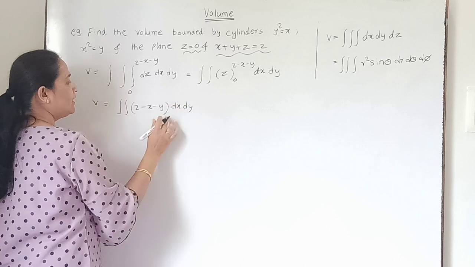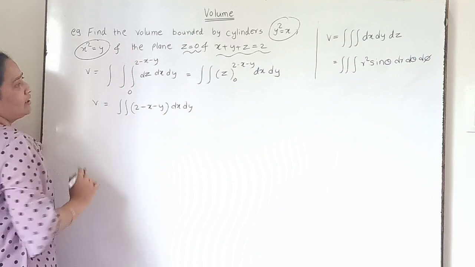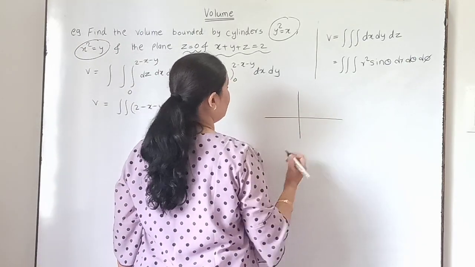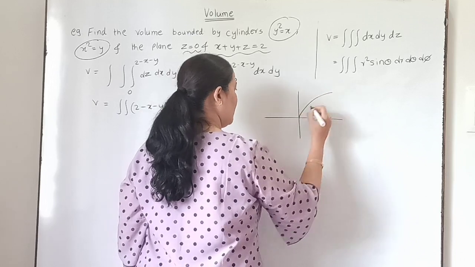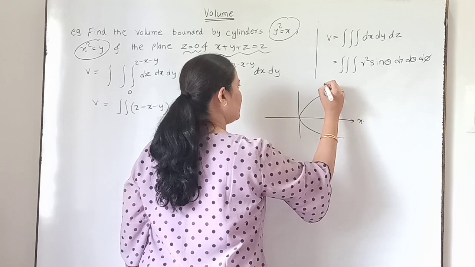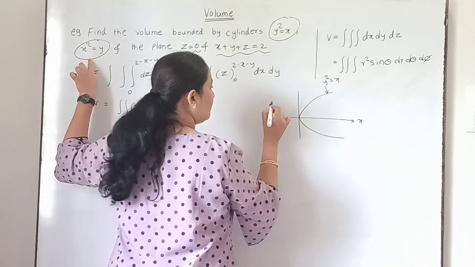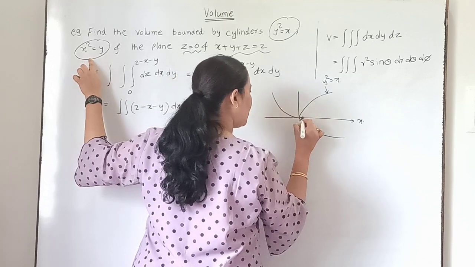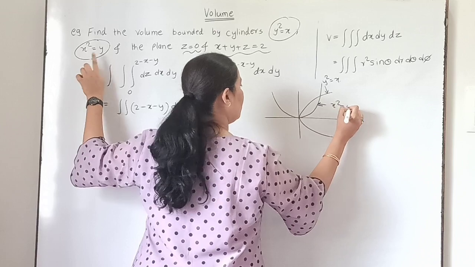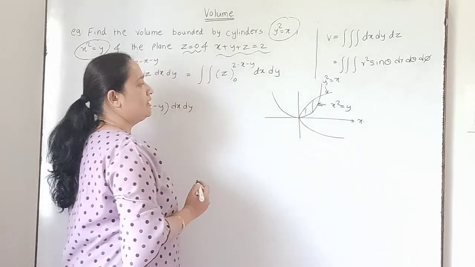Now to evaluate this double integral over the region which is bounded by y square equal to x and x square equal to y. If you remember, y square equal to x is the parabola symmetric about the x axis. And x square equal to y is again a parabola which is symmetric about the y axis, and we want to evaluate this double integral over this region.